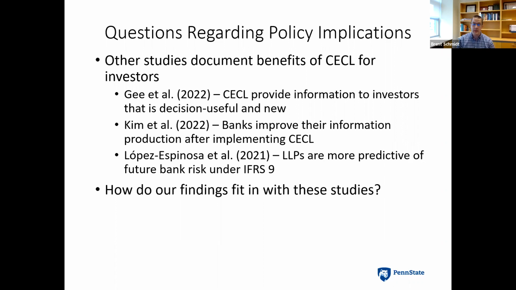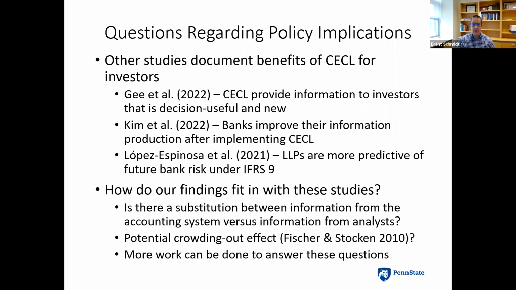And one possibility, and again, this is something that we don't explore too much in the current version of the paper, because of the trade-off I mentioned before of trying to convince the reader that these are effects of CECL versus the pandemic or other things. That trade-off limits our ability. We're only able to do so much in one paper, right? But having said that, one possibility is that there may be a substitution effect between the accounting system and financial analysts, right?